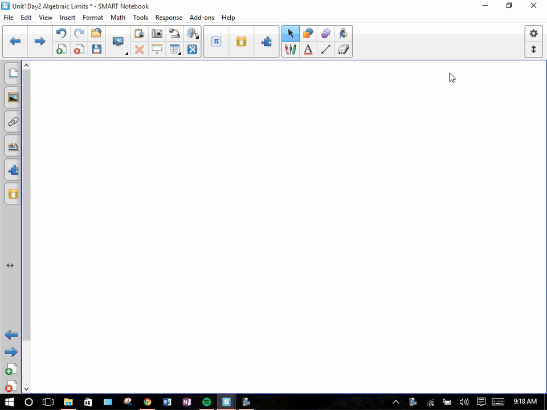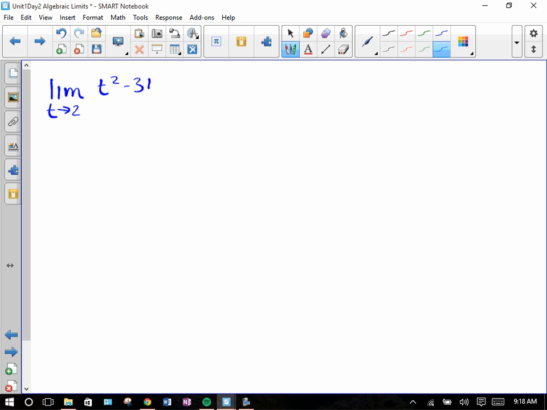20. Alright guys, this is a fairly simple one. What you just have to recognize is that you actually have to factor. So if we look at this, it says the limit as t approaches 2 of t squared minus 3t plus 2 divided by t squared minus 4. Alright, so what we notice is if we plug 2 in, it's going to equal 0 over 0. So there's an issue there.